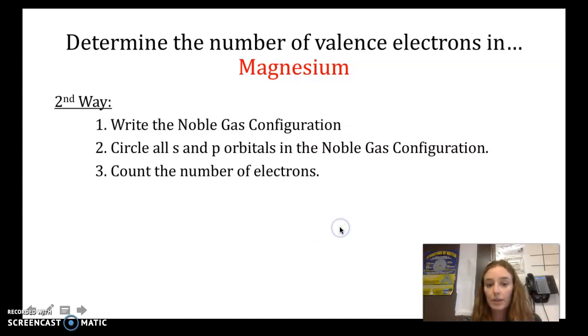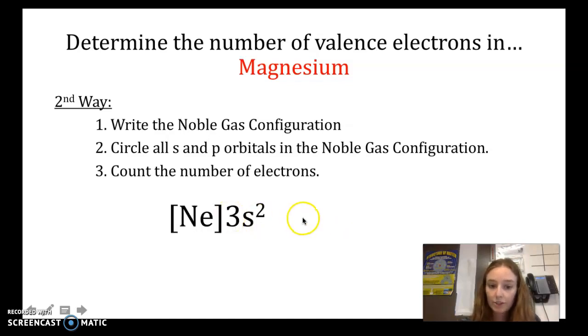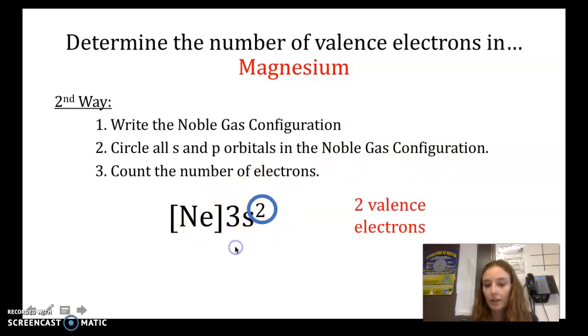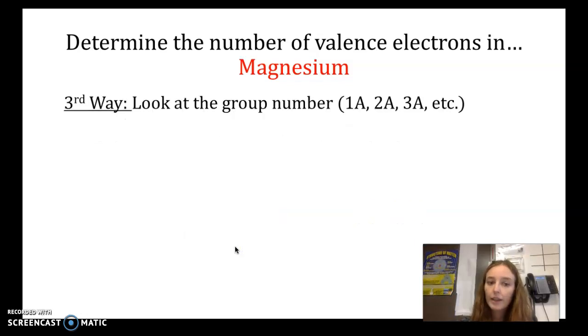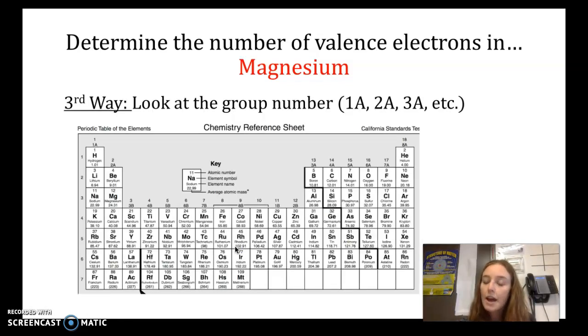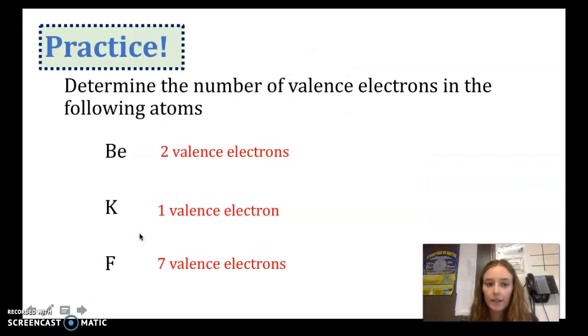I could also determine how many valence electrons magnesium has by writing out the noble gas configuration like this, then circle all the s and p orbitals in the noble gas configuration and count those electrons. So this only has two electrons, which again is the same as my first way. And our third way is we could look at the group number from the periodic table of elements. Magnesium can be found in group 2A, so thus it has two valence electrons.